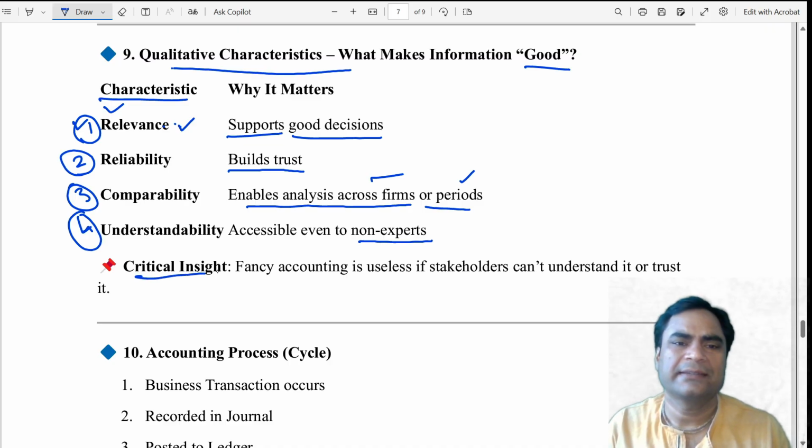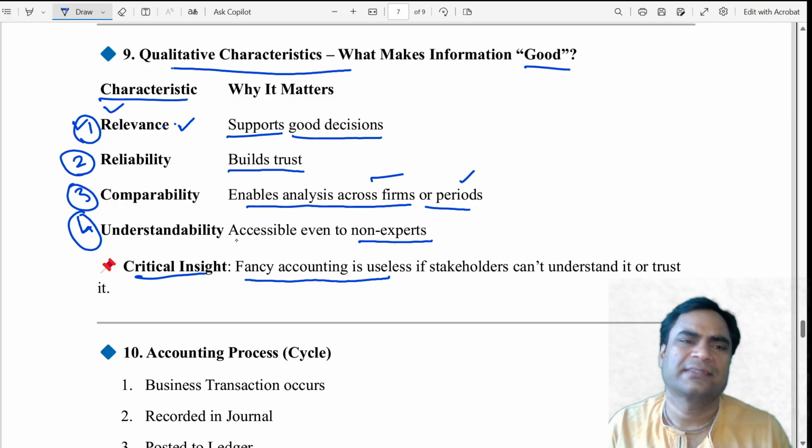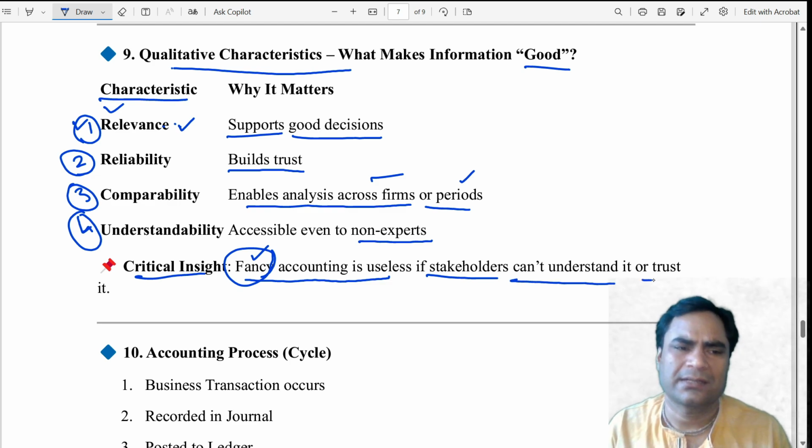So the critical insight is fancy accounting is useless. Fancy means if it is not relevant, it is not reliable, it is not comparable, it is not easy to understand, then the accounting would be known as fancy. Fancy means it's just looking good only. This is called fancy accounting. Fancy accounting would be useless if stakeholders can't understand it or trust it.